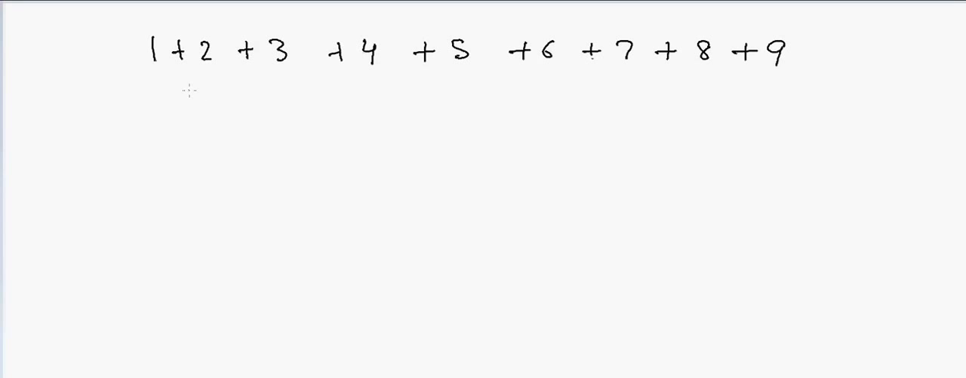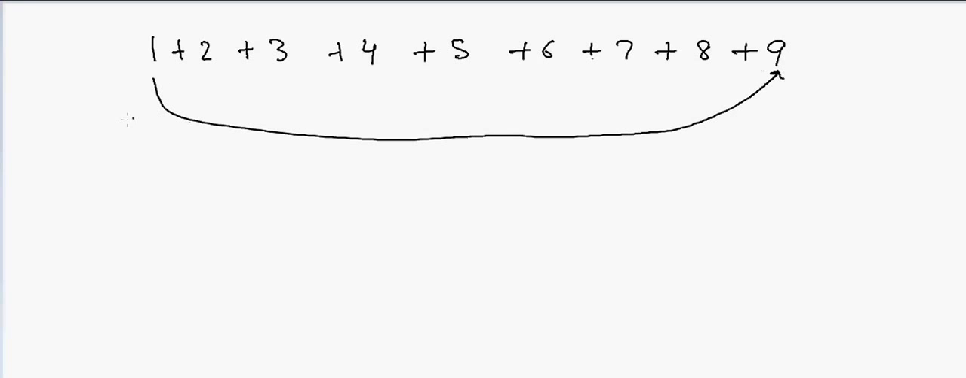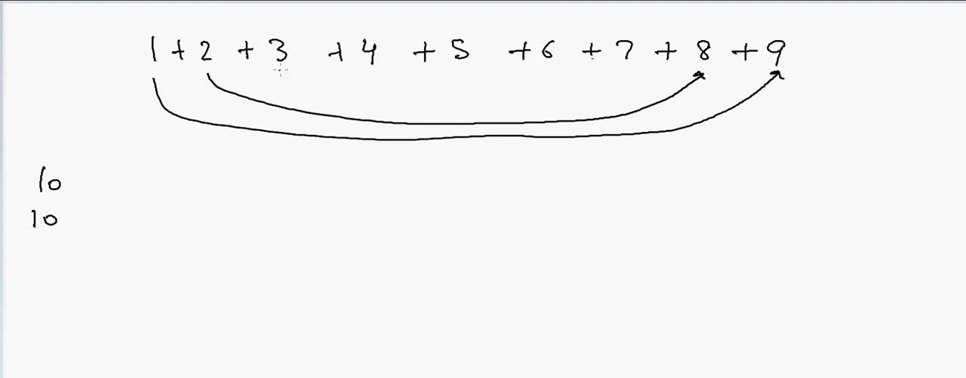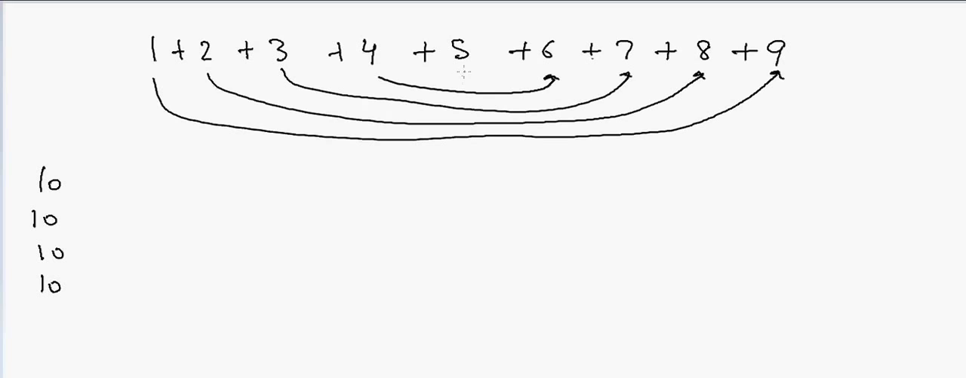So if we look here carefully, we can add this 1 and the 9 here, so we'll get a 10. Then we can add this number 2 and 8 here, so we'll get another 10. Then we can add 3 and 7 here, so we'll get another 10. Then we can add 4 and 6 here, so we get one more 10, and then we are left with a 5, which is a half of a 10, right?